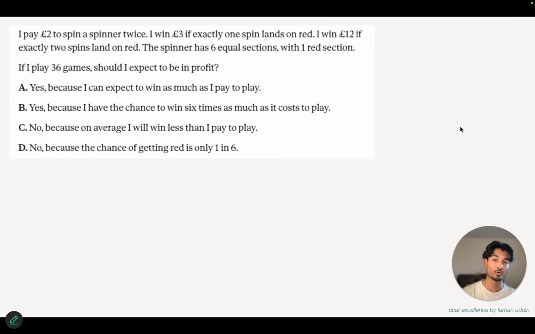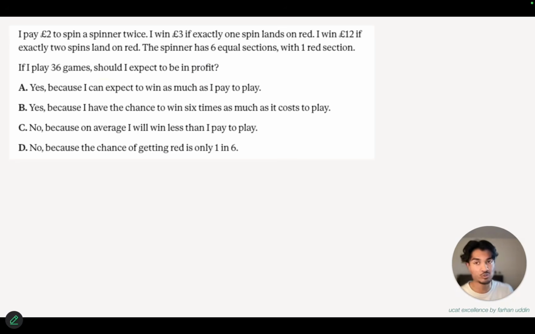Now we've got one more question, a bit of a tougher one. Feel free to pause the video now and have a go. All right, so let's run through this question together now. The question is, should I expect to be in a profit? The way we figure out if we expect to be in a profit is we figure out how much we win and we figure out how much we lose based on the probabilities.